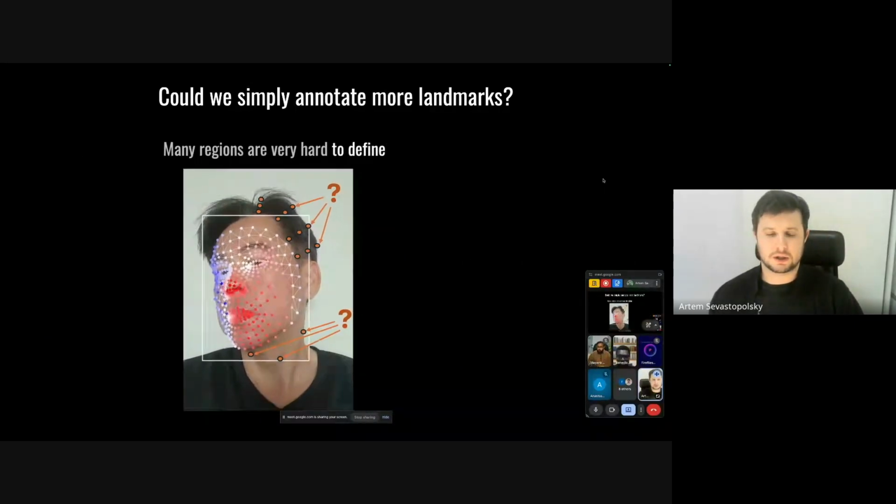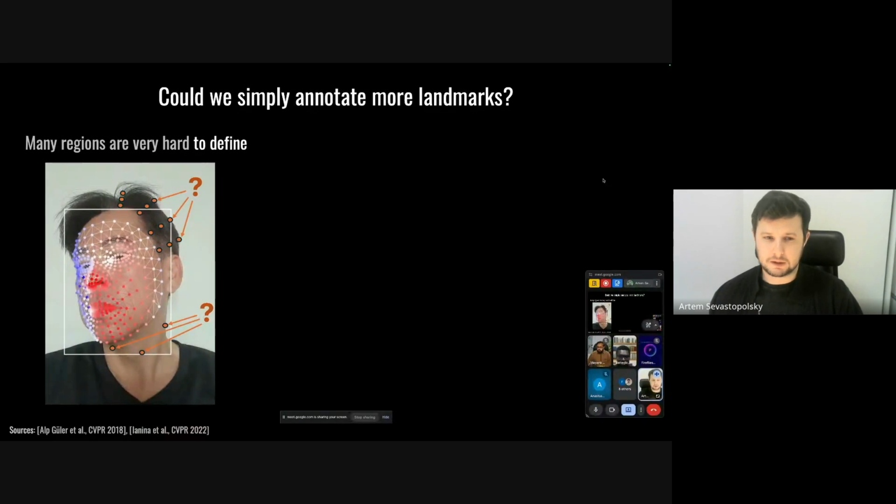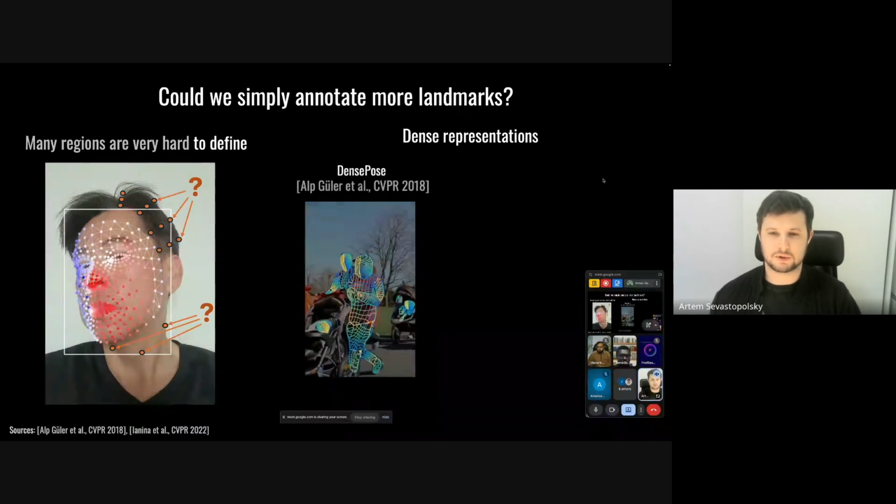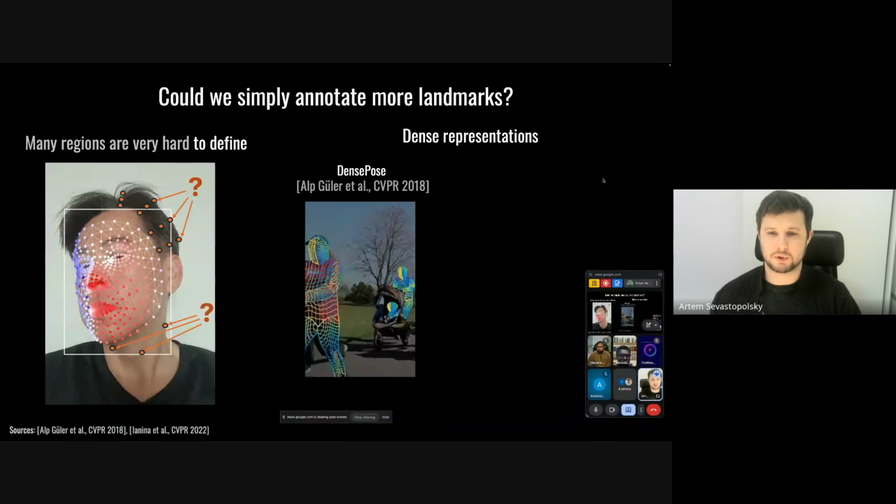Due to this, I think landmark detection approaches have not really been prospering, apart from the face landmarks. And if we look at other bodies of work, there is a famous branch of prior art concentrated on dense representations. So the famous approach is DensePose.